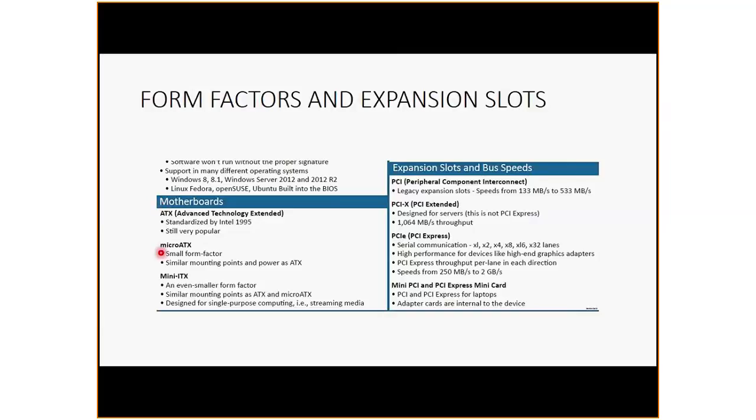All right, so you have ATX, micro ATX, which is that smaller form factor. So if you go to Walmart or whatever, the larger desktop models are going to have an ATX motherboard. The smaller models where you can actually put a monitor on top of it and sit it on the table or desk, that's going to be a micro ATX. And also mini ITX, those are even smaller form factor, similar mounting points as ATX and micro, but these are designed for single purposes, i.e. media streaming, the very small type of computers.